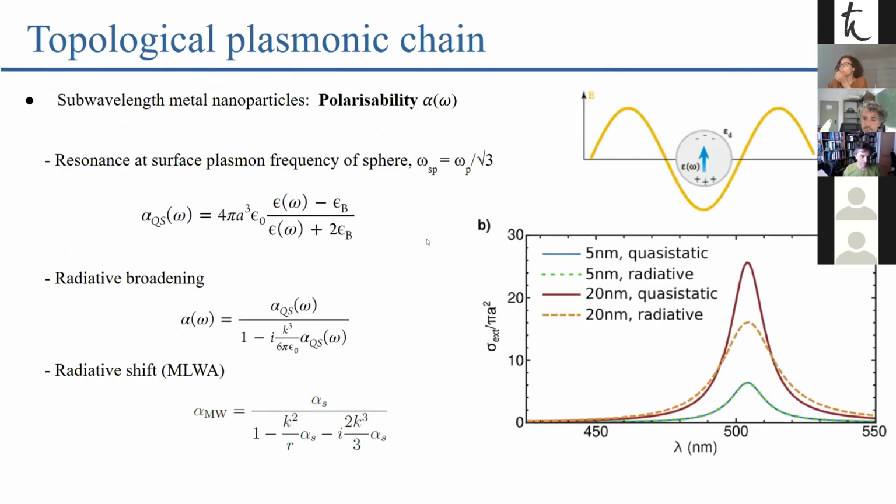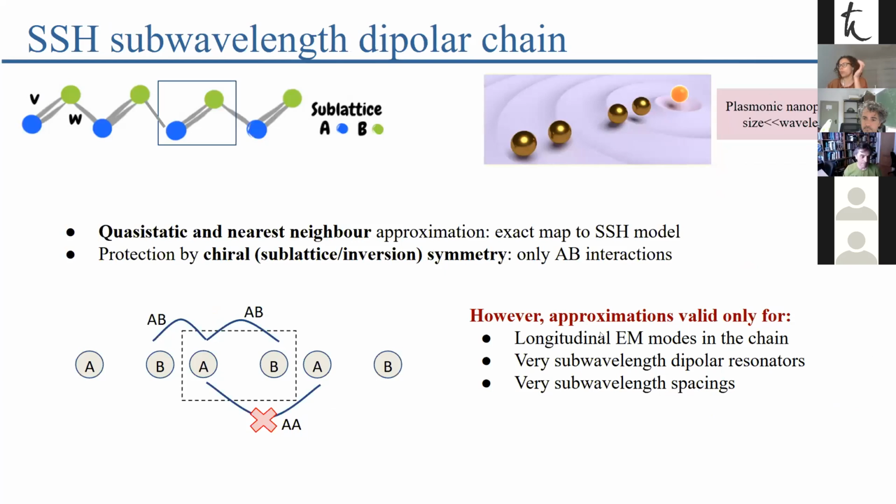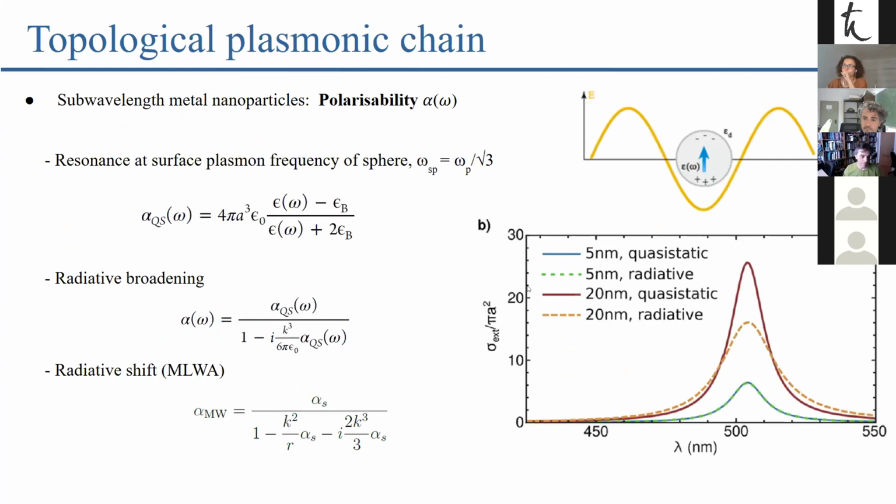So we wanted to see what happened if we go beyond these approximations. And in order to do this, the first thing that we need to do is to find how to describe the particles. So we describe them using the polarizability. This is very standard, but in case some of you may not be familiar with the specifics of plasmonics, let me just mention a couple of details.